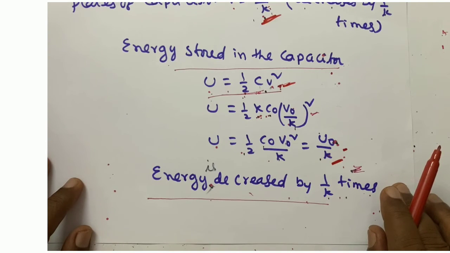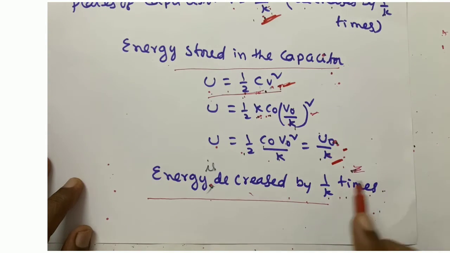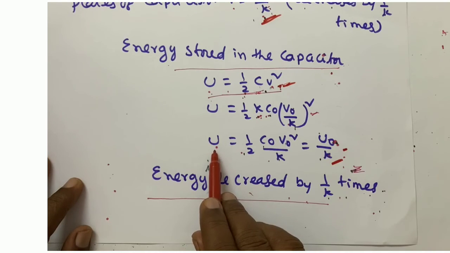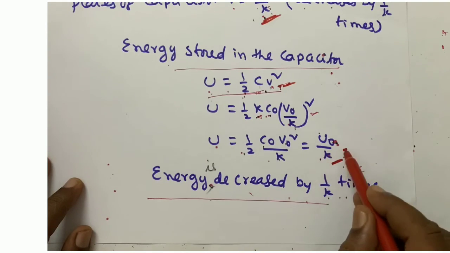After disconnecting the charging battery, a dielectric slab is introduced between the plates of the capacitor. Energy stored in it is decreased by 1 by K times.